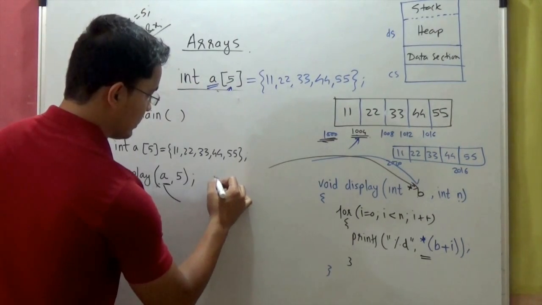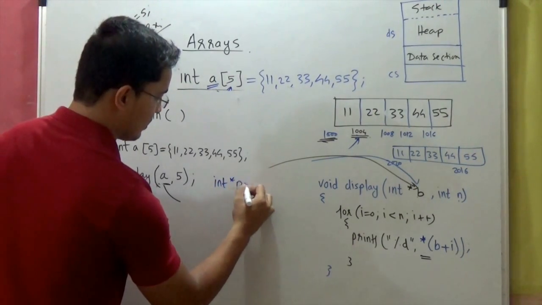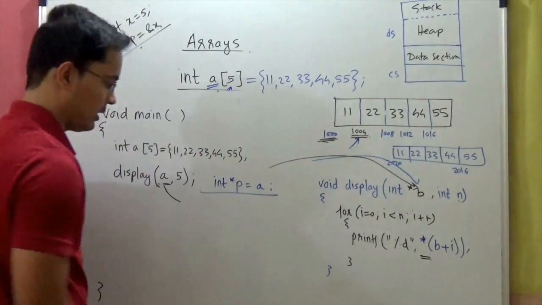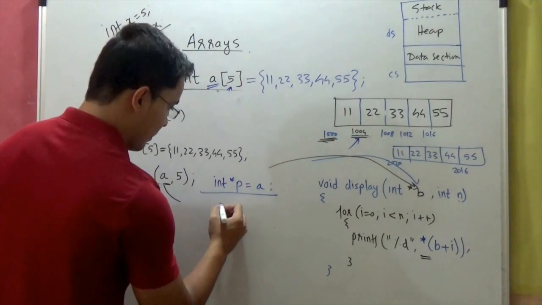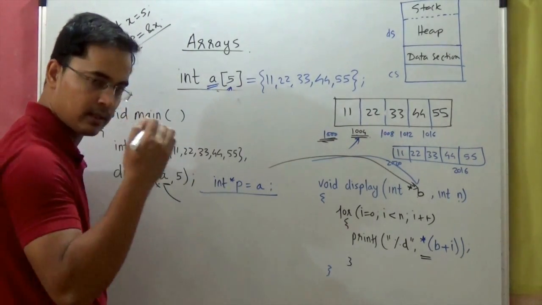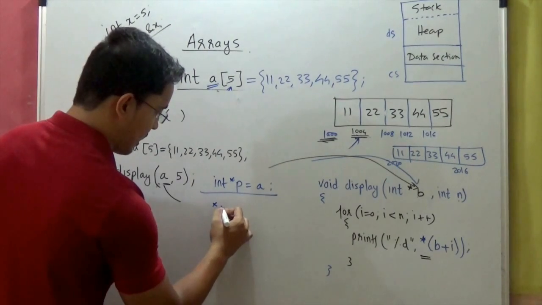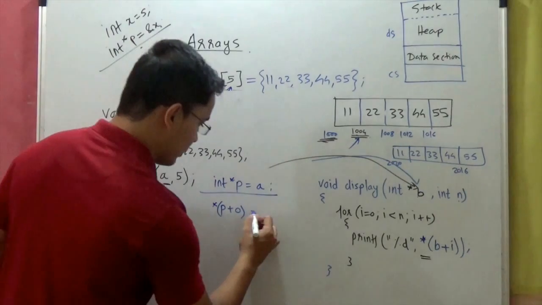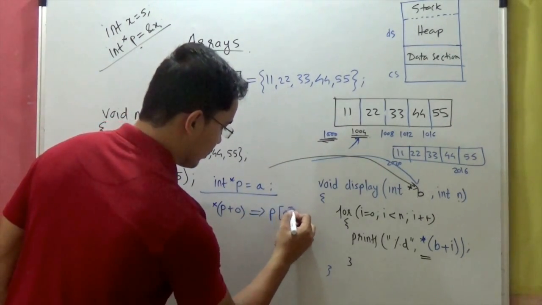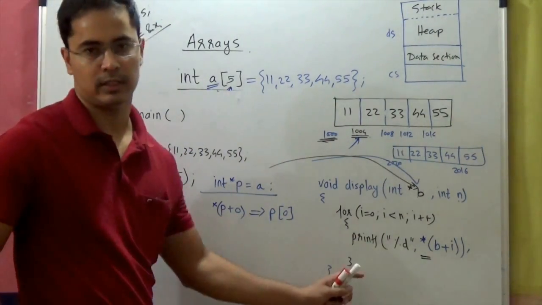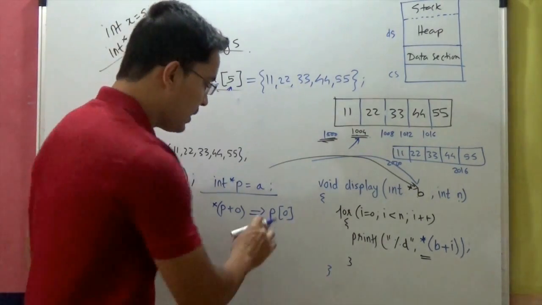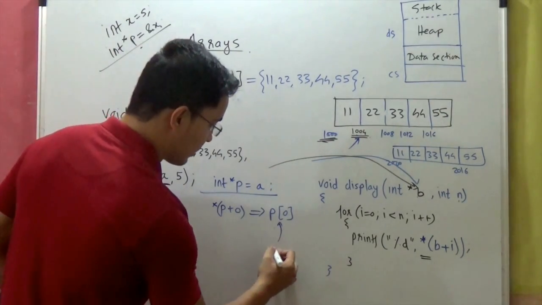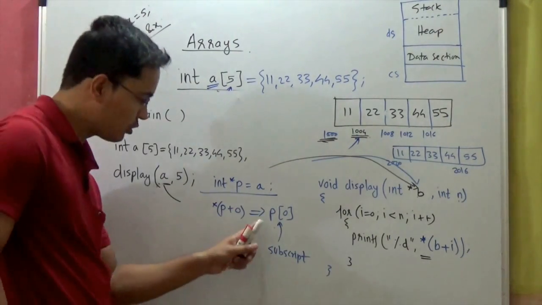Let's say int star p equal to a, right? A is the base address of the array, that is 1000, right? Then you can access the first value as star of p plus 0, right? Or you can equally use the notation p of 0. These are the same notations. You can use either of them. P doesn't have to be an array for you to be able to use this subscript operator. If it's a pointer, then also you can use it like this.